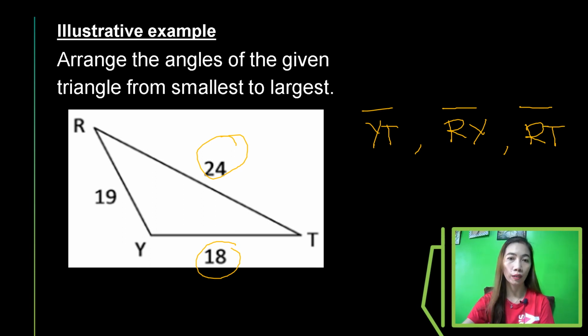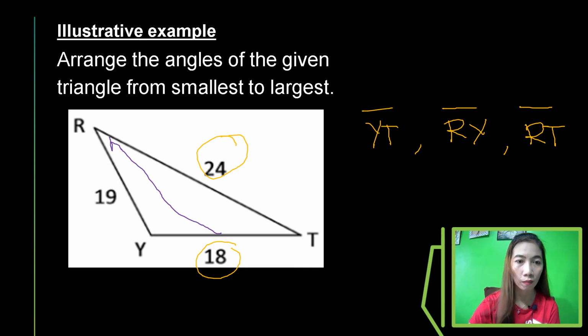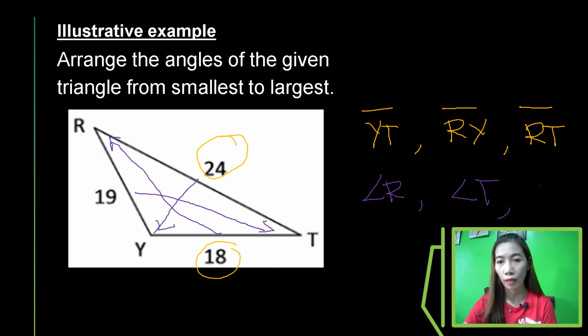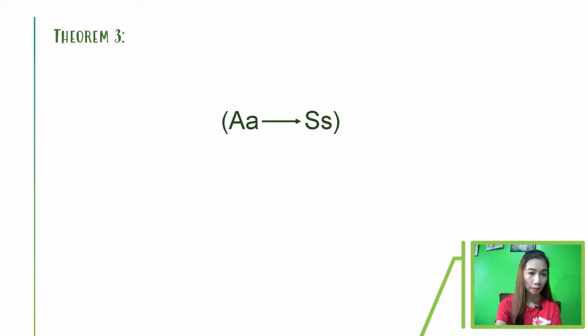Okay, segment RT. So, considering the opposite angle of each, ano yung ating mga opposite angle? So, opposite sa 18 is angle R. Opposite sa 19 is angle T. And opposite sa ating longest side is angle Y. So, ganun lang siya kasimple. Once na-determine nyo yung pagkakasunod ng sides, ma-determine nyo rin yung pagkakasunod ng angles.